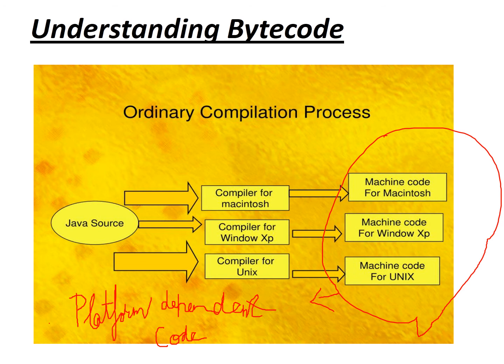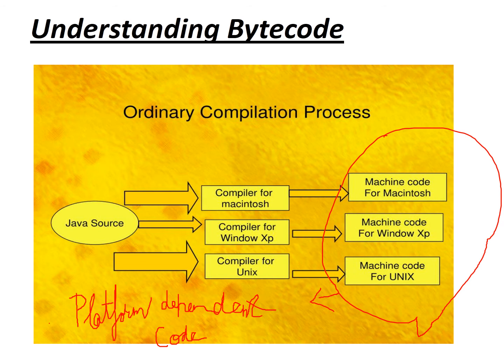Like we can see in this picture, if we write a program in any of the languages other than Java, suppose, then we need different compilers for particular hardware. Like if we are developing a program for Macintosh, we need a compiler for Macintosh. If we are developing the program on Windows XP operating system, we need a compiler for Windows XP. Likewise, when we are developing a program for Unix operating system, then we need a compiler for Unix.